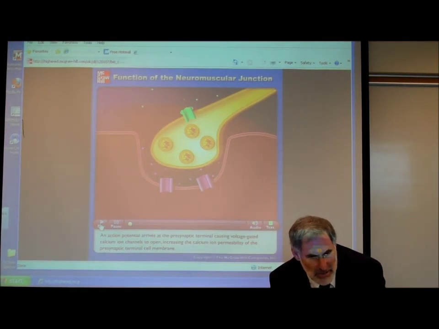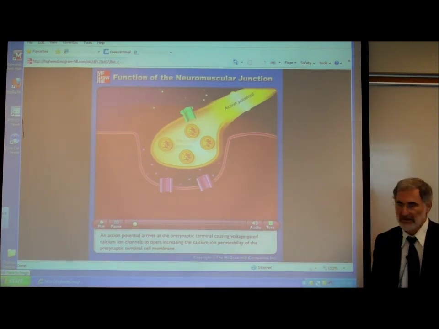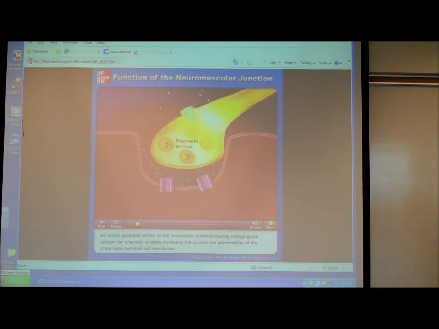Let's see if any of this makes sense. An action potential arrives at the presynaptic terminal, causing voltage-gated calcium ion channels to open, increasing the calcium ion permeability of the presynaptic terminal cell membrane. Calcium ions enter the presynaptic terminal and cause vesicles to release their neurotransmitter acetylcholine from the synaptic vesicles into the presynaptic cleft.